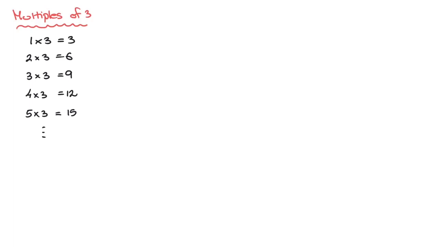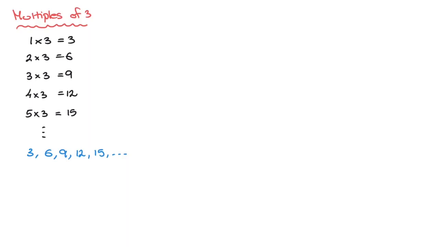Now, we tend to write the multiples of a whole number as a list. So for the multiples of 3, we would write 3, 6, 9, 12, 15, and so on and so forth. Now, I will point out that these 3 dots are important. They indicate that this list goes on forever. It has no end.